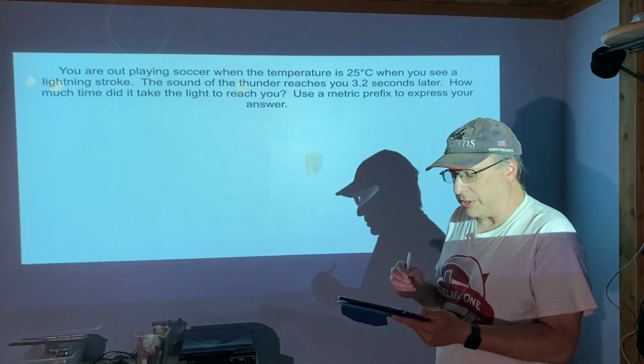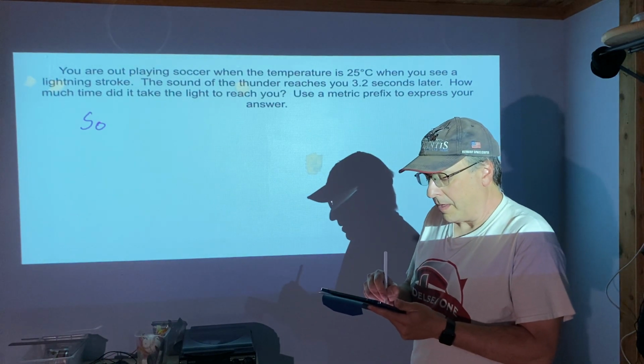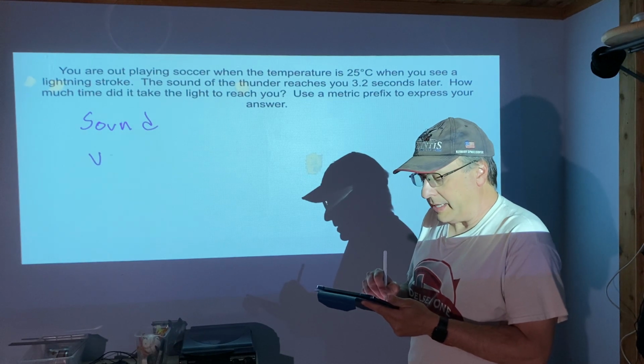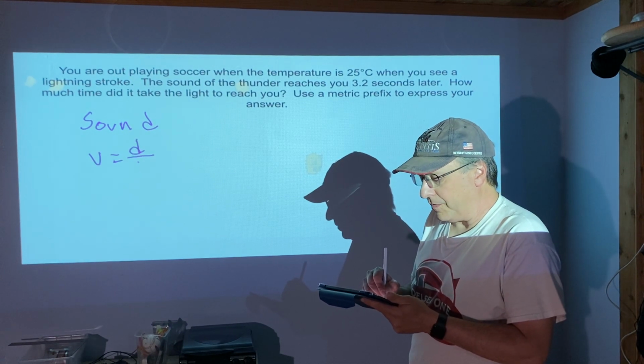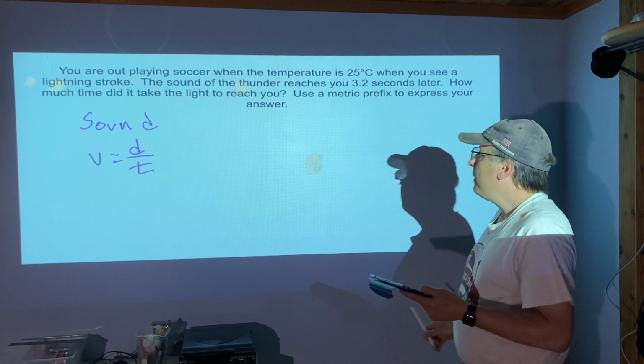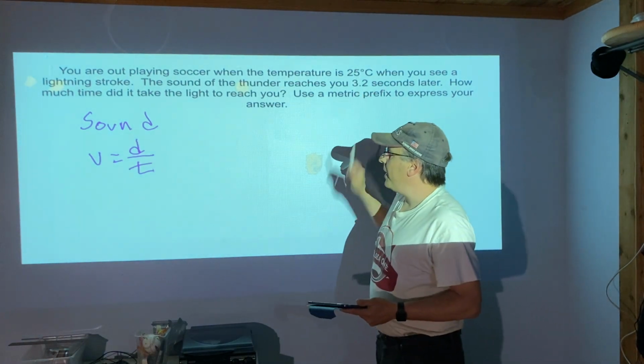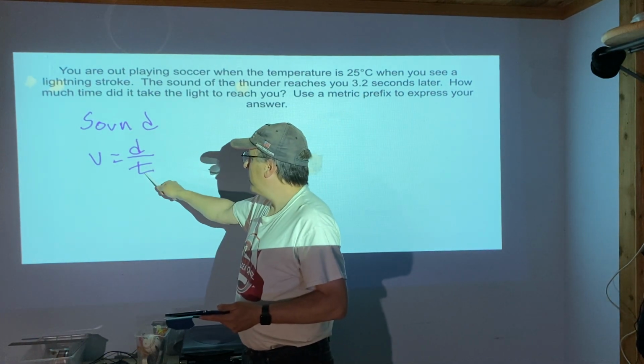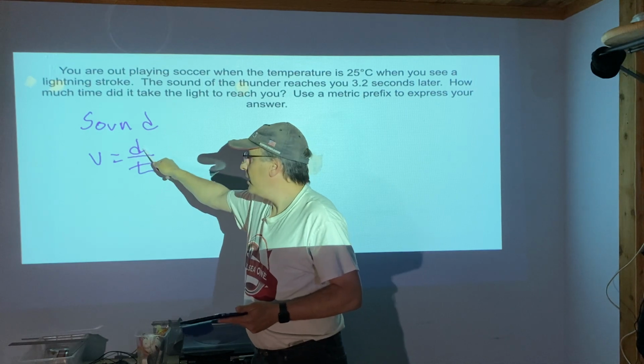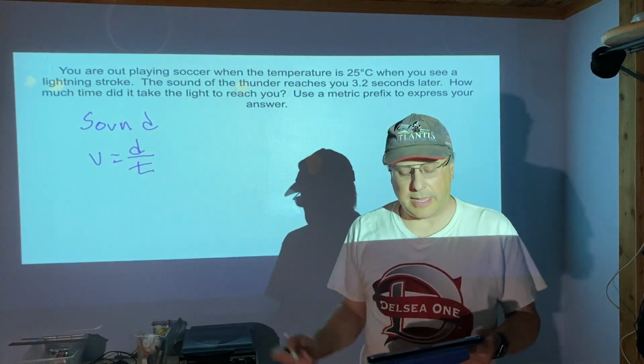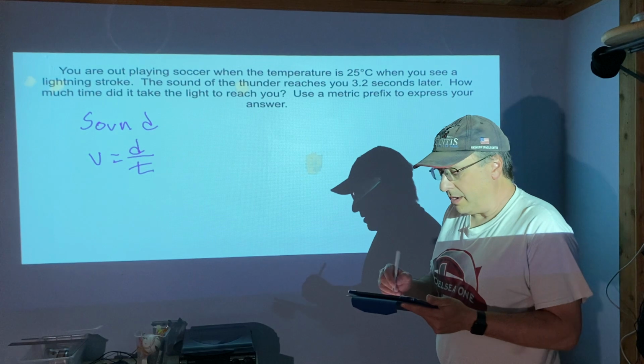So what you're going to do is start with sound. And you're going to do just like you did the other day, and you guys did beautifully with this. Find the speed of sound at 25 degrees. Look at the time it took the sound to reach it, and figure out how far away was the lightning strike. Then do light.